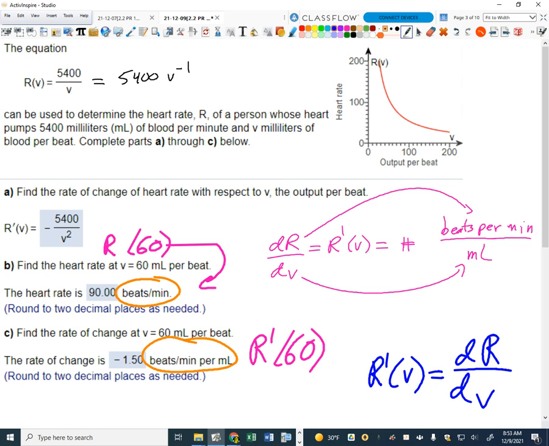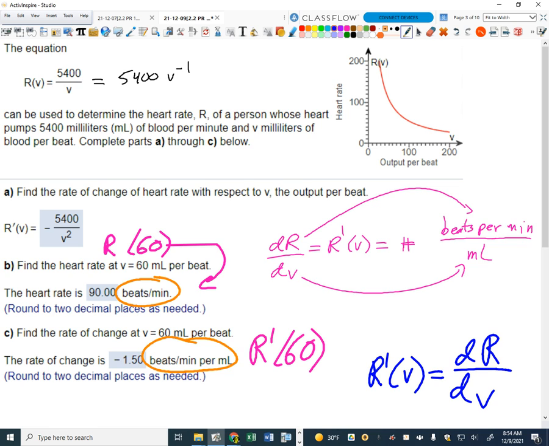You always have the output on top and the input on the bottom. We would call this in calculus, a lot of times, the variable of differentiation. What are we differentiating with respect to? Okay, what's our independent variable? What's going to be on the horizontal axis? V in this case. So if you want to know what the units are, all you got to do is look at the units of the top. Well, what would the units of R be? Well, that's beats per minute, right?